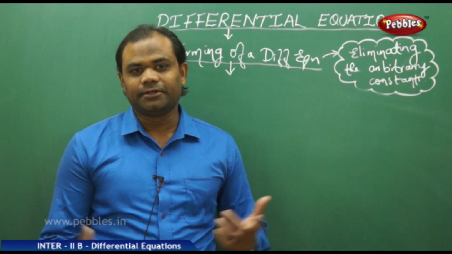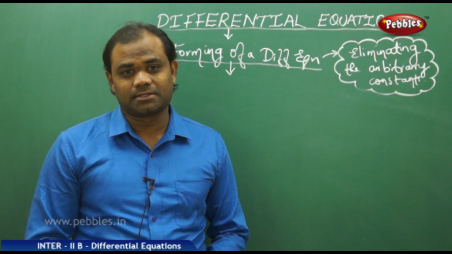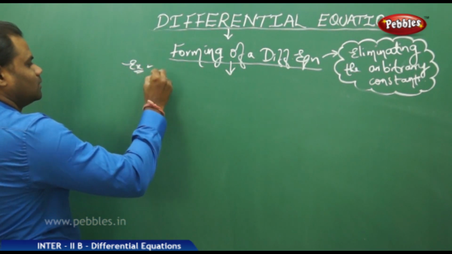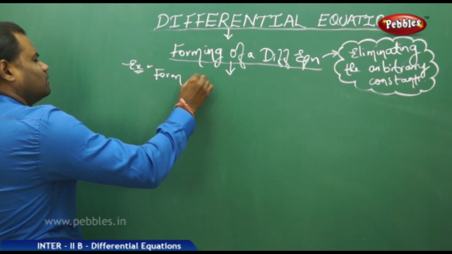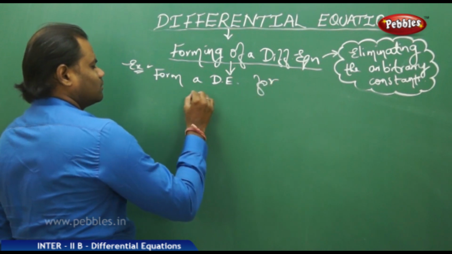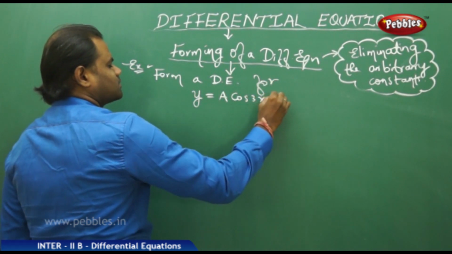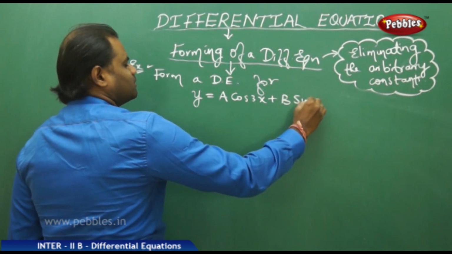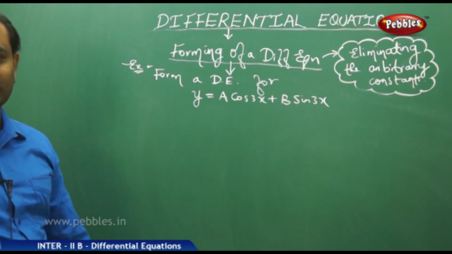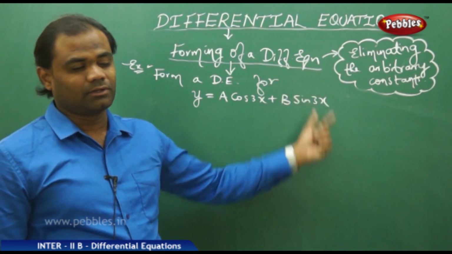Now let's see another differential equation where we can eliminate all the arbitrary constants. Say for example, I have the question which says, form a differential equation for y equals a cos 3x plus b sin 3x, where a and b are the arbitrary constants which need to be eliminated for forming a differential equation.